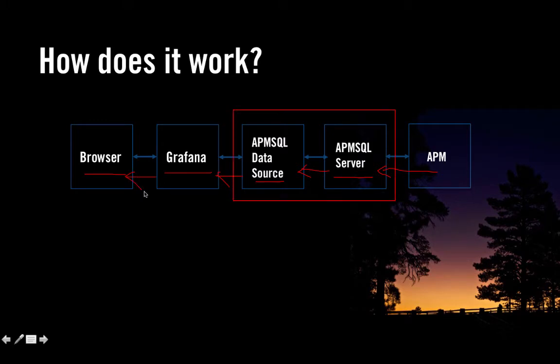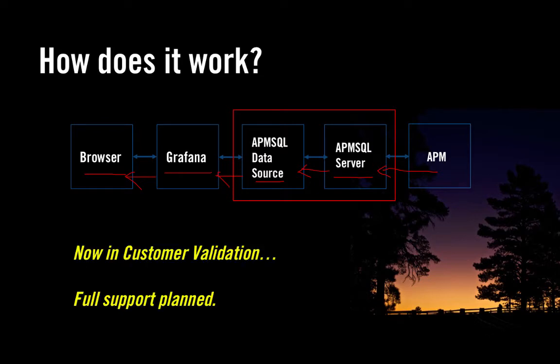In red, you'll see that the APM SQL data source and APM SQL server are slated to be combined together. Right now, in the customer validation process, we're having the APM SQL data source deployed in a Tomcat instance. But in the future, you won't have to deploy an extra component in order to realize this architecture. And just to emphasize, the browser and the Grafana portions are supported by Grafana today. APM SQL and APM are supported by CA Technologies APM today. The only piece of this that's new is the APM SQL data source. In the validation, again, this will be deployed as a web application in a Tomcat instance, but in the future, it will be part of the APM SQL server itself.